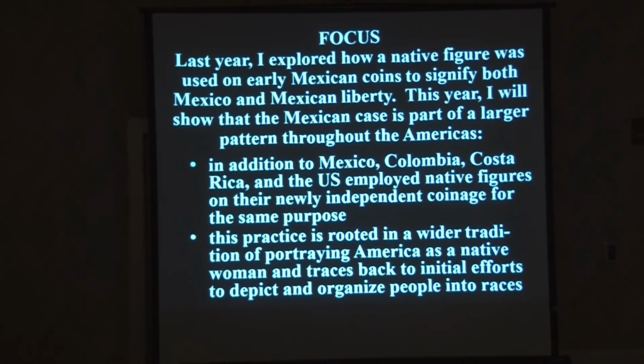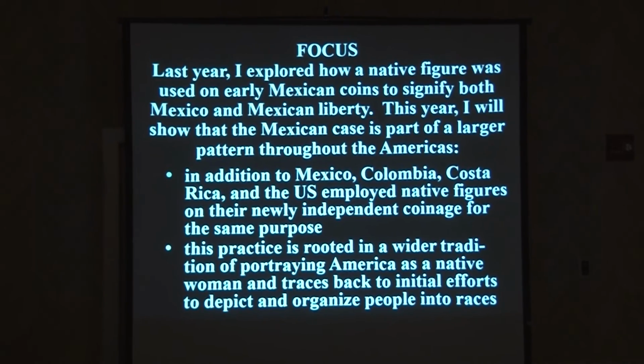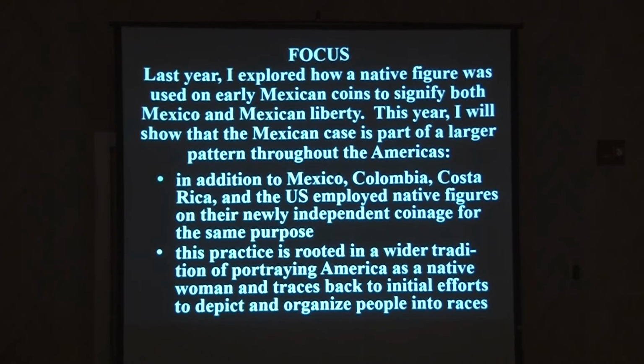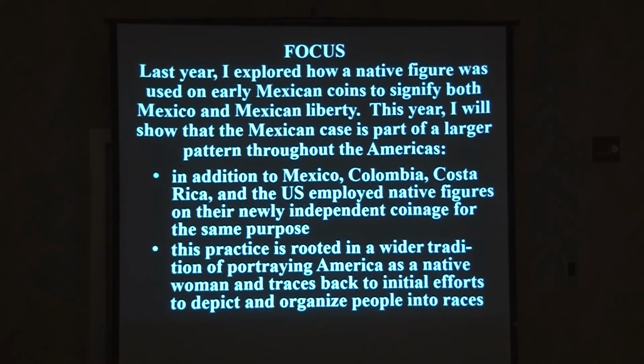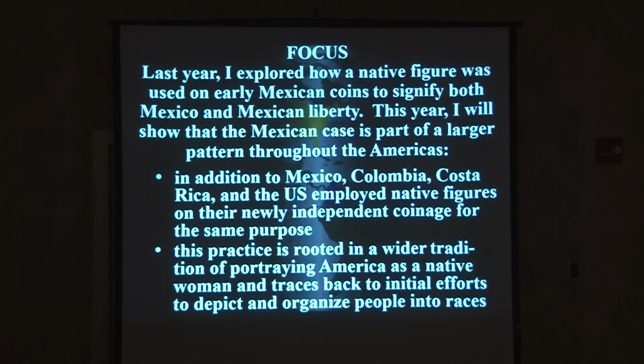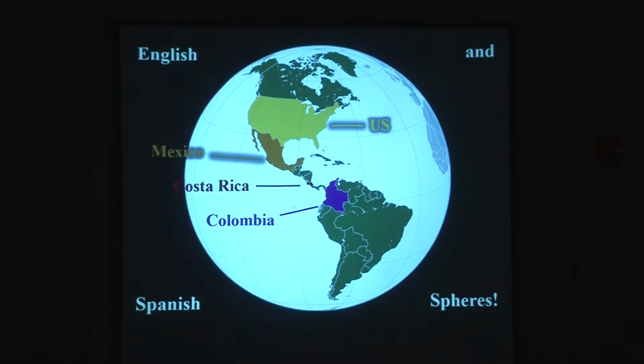In addition to Mexico, Colombia, Costa Rica, and even the US employed native figures on their newly independent coinage for the same purpose. This practice is rooted in a wider tradition of portraying America as a native woman and traces back to initial efforts to depict and organize people into races, as I'll show you in a moment. So what's really interesting here is that we have former colonies like Colombia, Costa Rica, and Mexico of the Spanish imperial regime, and even a British colony doing the same thing. So this is truly a pan or trans-American phenomenon here that it turns out Mexico is a part of.